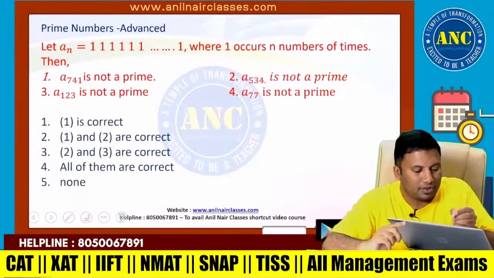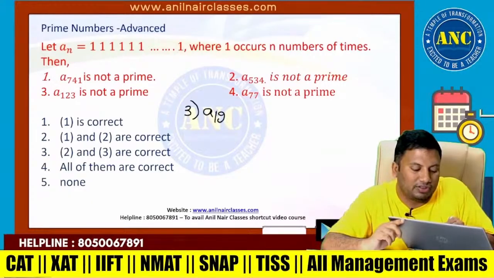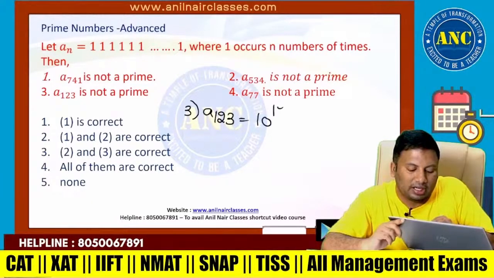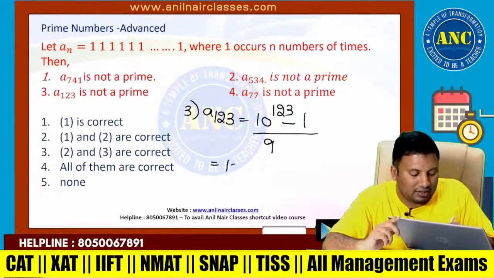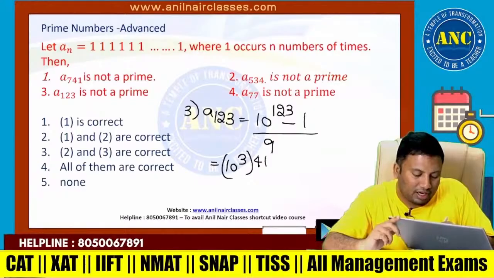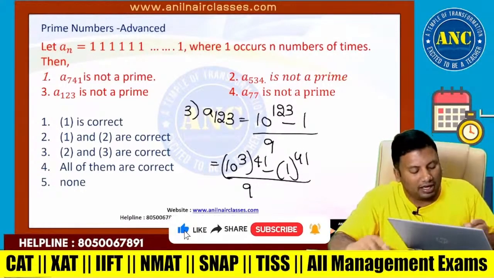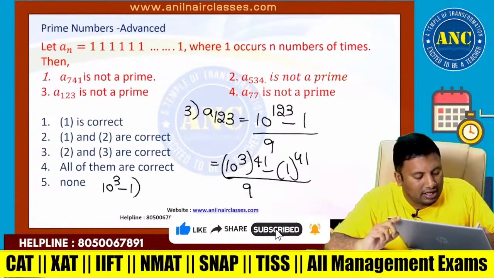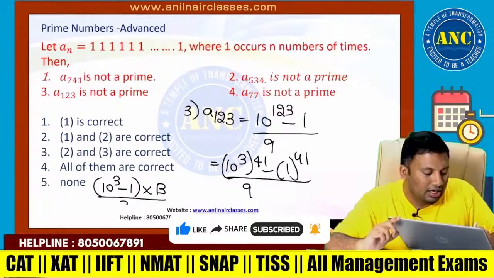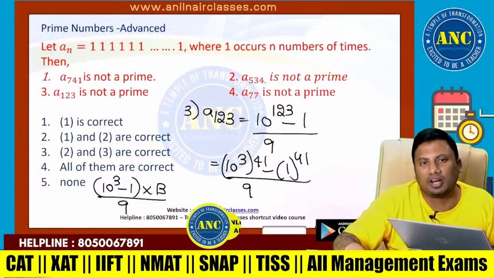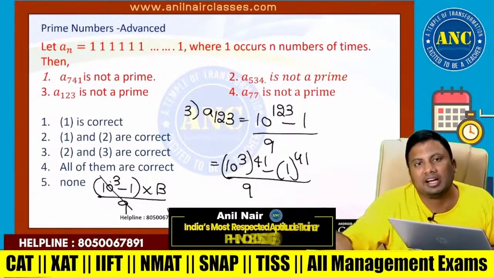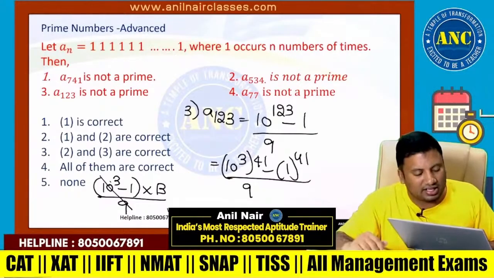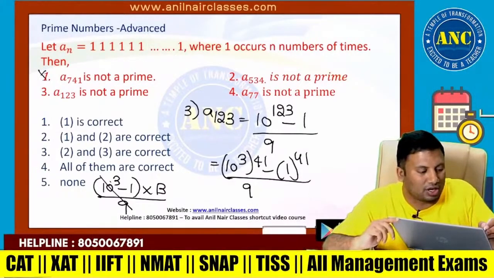Next one, third one. A123 is (10 power 123 minus 1) divided by 9. This is nothing but (10 cube) power 41 minus 1 power 41, divided by 9. A power n minus b power n is divisible by (10 cube minus 1) into b, divided by 9. 1000 minus 1 is 999. 999 divided by 9 gives 111 into something. 111 is 3 into 37. The answer is divisible by 3. It is also not a prime number.